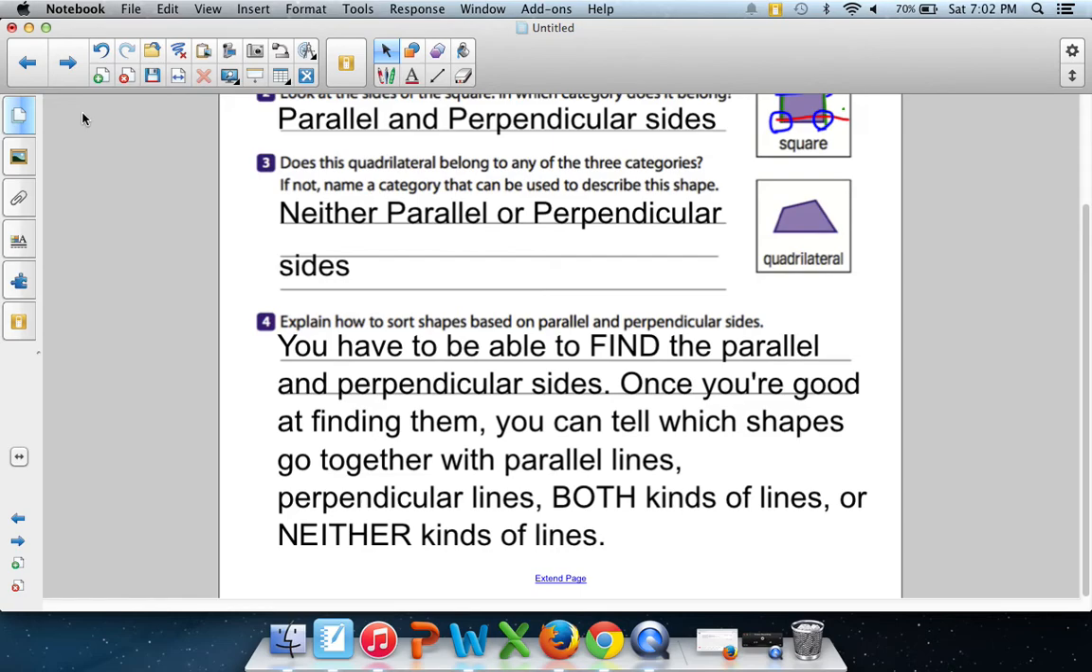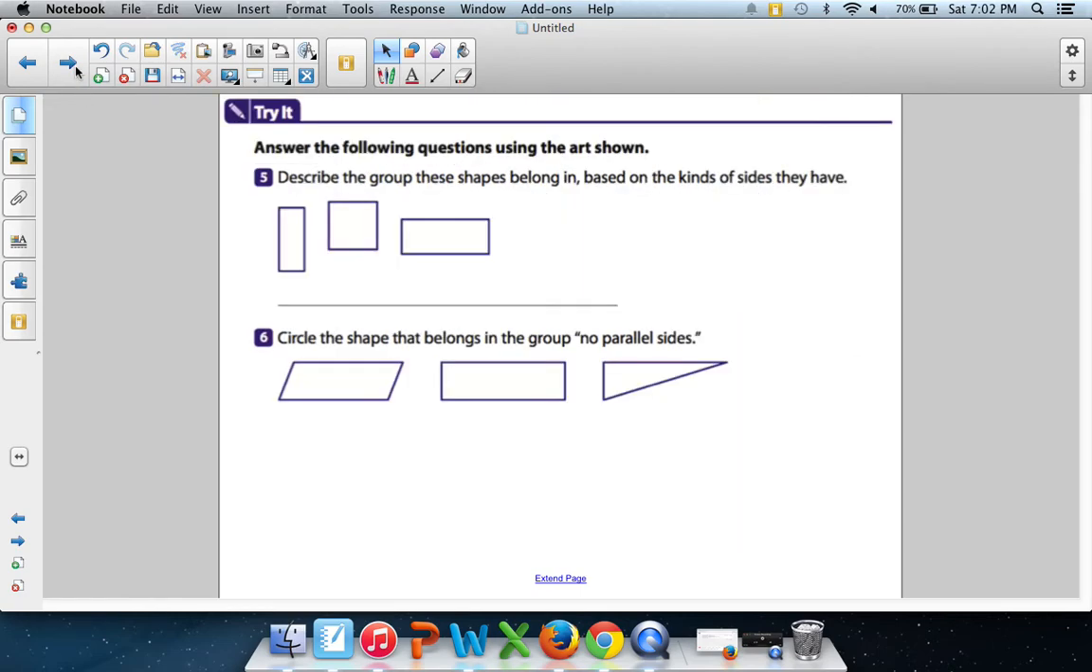Let's move on to the 5 and 6. These are like practice problems, like when Mr. Graham tells you to take out your math practice notebook. Then this is like practice you would do. Here we go.